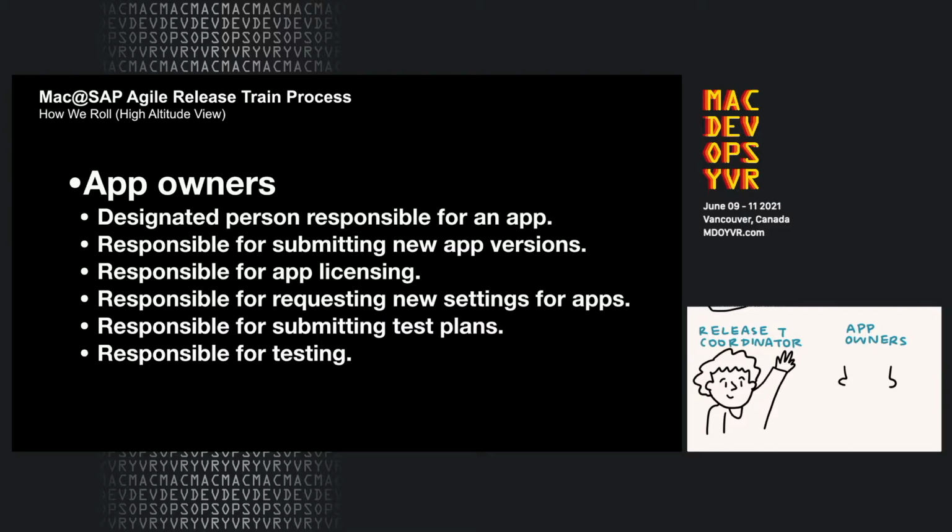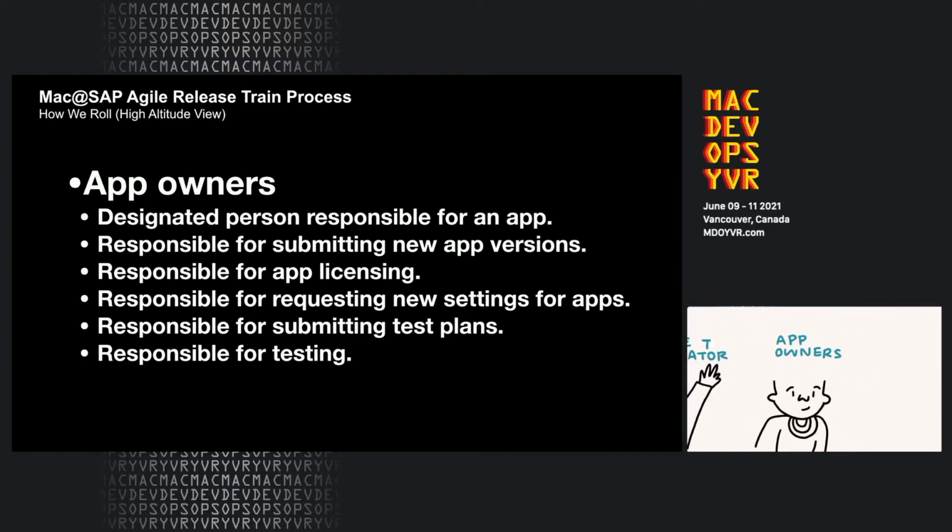Next up are our app owners, who are largely coming from outside the Mac at SAP team. Now, these are the folks who are responsible for a specific application or set of applications. Their responsibilities include submitting new versions of the app to the release train process, making sure that the app is properly licensed, submitting test plans for that app, and most crucially, they are responsible for testing that app using their test plan.